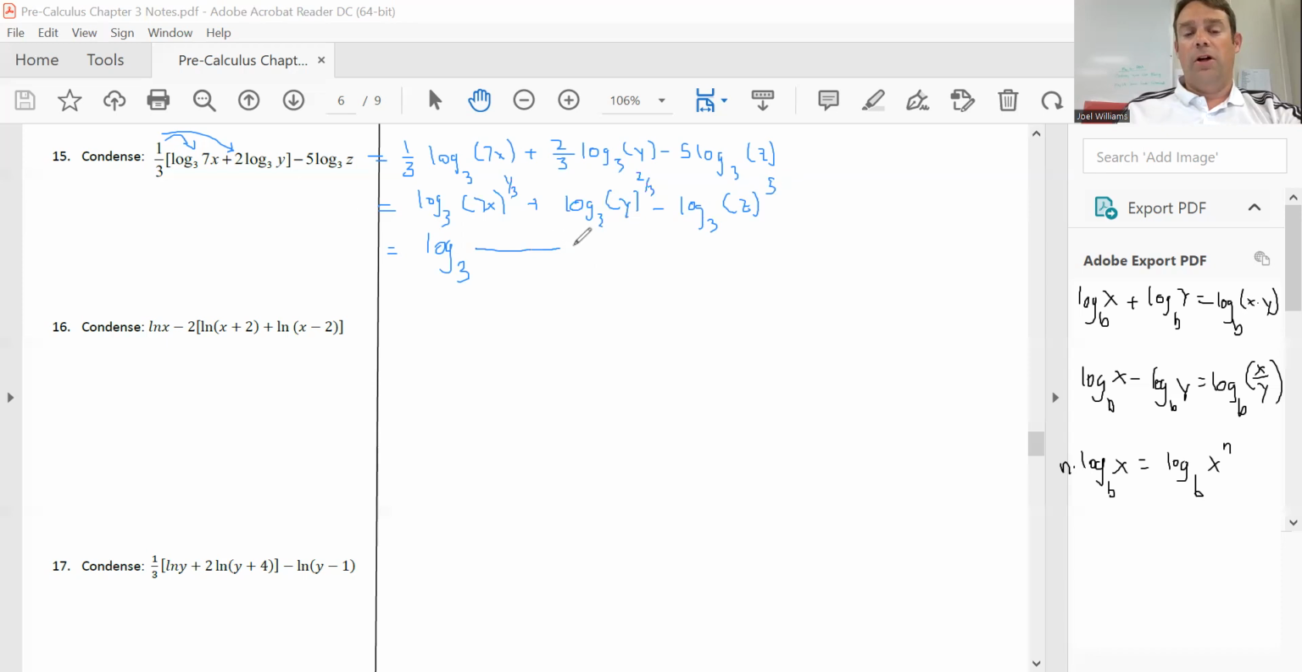Every positive log is like multiplying, so it's going to go in the numerator. Every negative log is like division, so it will go in the denominator. So 7x to the 1/3, that's a positive log. Positive log base 3 of y to the 2/3, that's another positive log, so that's also going to go in the numerator. And minus log base 3, that's another base 3, but it's a negative log, so that is going to go in the denominator. And friends, that's all we're doing.